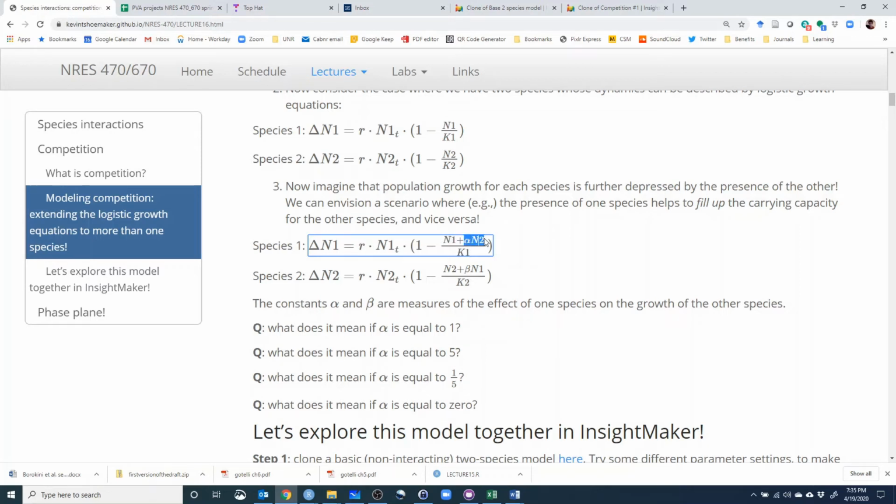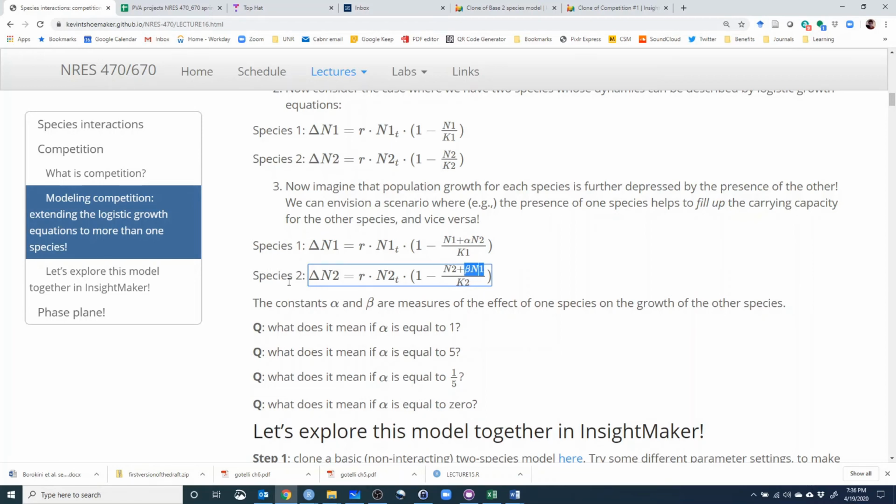And this alpha N2 term right here describes the degree to which individuals of species 2 are using up carrying capacity for species 1. So if there are some individuals of species 2 in here, it actually helps to fill up the carrying capacity. Remember, this is the degree to which carrying capacity is empty, this is the degree to which carrying capacity is full, and species 2 is using up carrying capacity for species 1, right? In the same way, species 1 is using up carrying capacity for species 2.